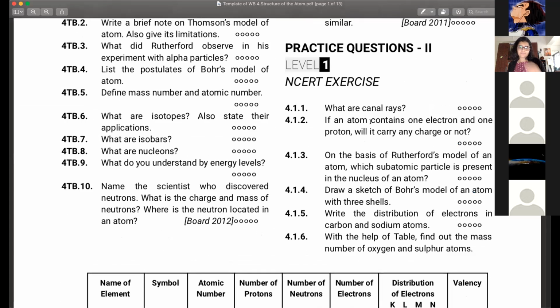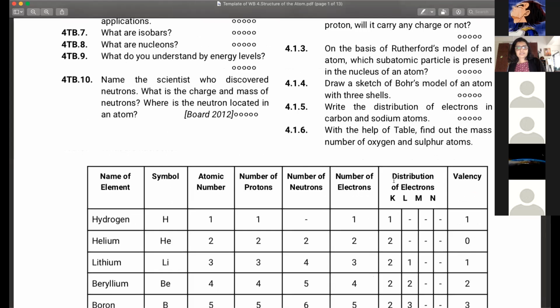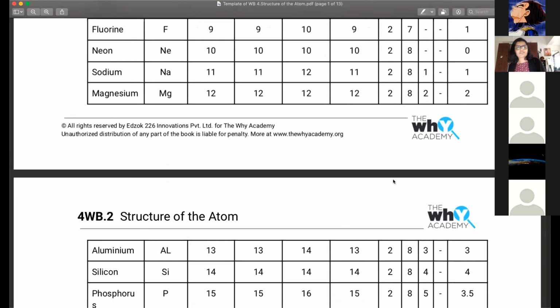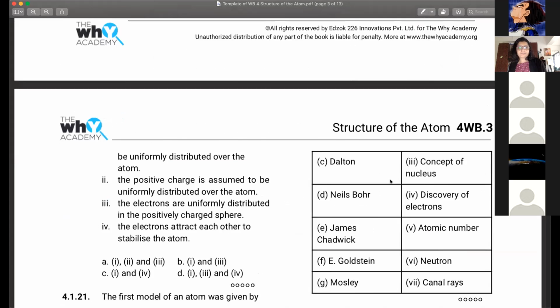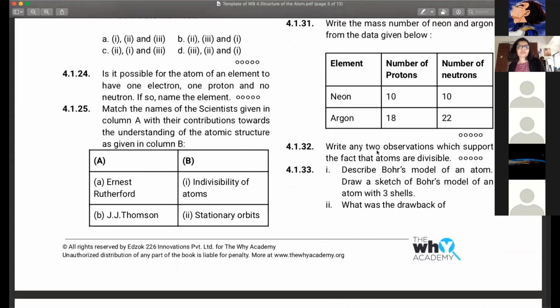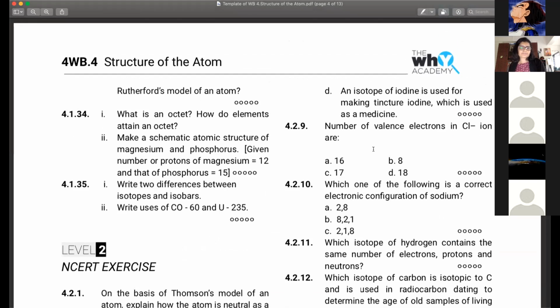You can see here. Will it carry charge or not? Just yes or no. Which subatomic particle is present in the nucleus? Just 2-word answers. So do all 35 of them. And then next week we can look at level 3 questions.